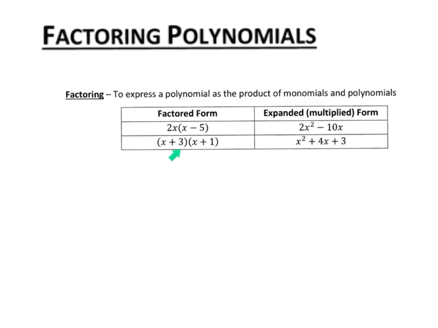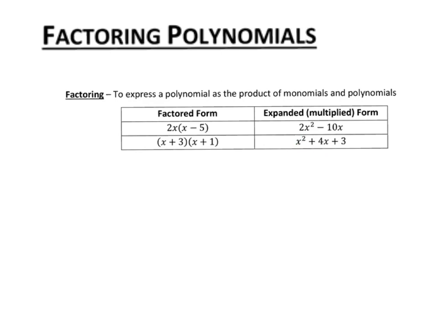In the next one, we have the product of two binomials, x plus 3 and x plus 1. And we spent some time talking about how to multiply binomials, and we went through three different methods. We said we could use double distribute, FOIL, or the box method. With any of those, when we expanded it, when we multiplied it, we would end up with this answer, x squared plus 4x plus 3.